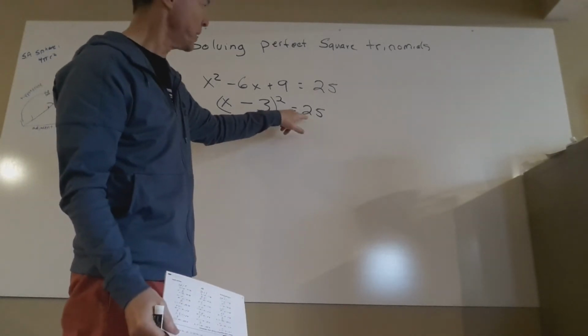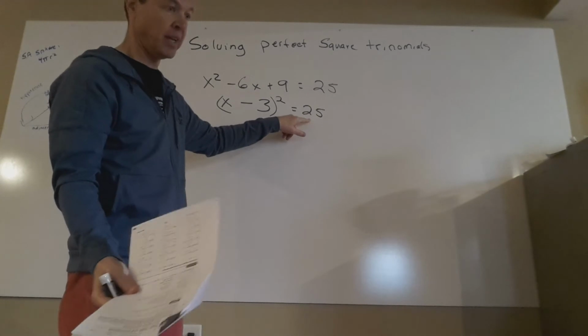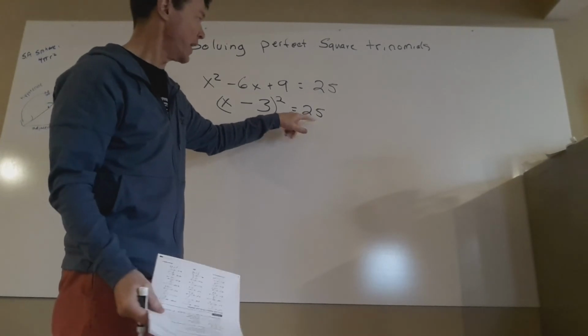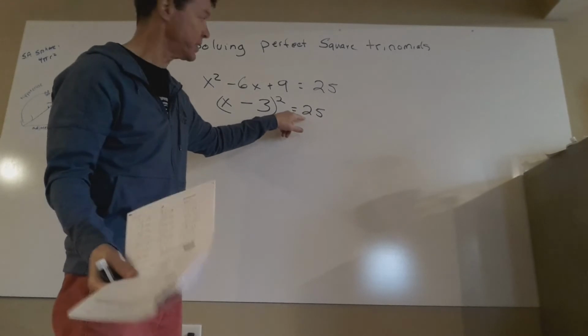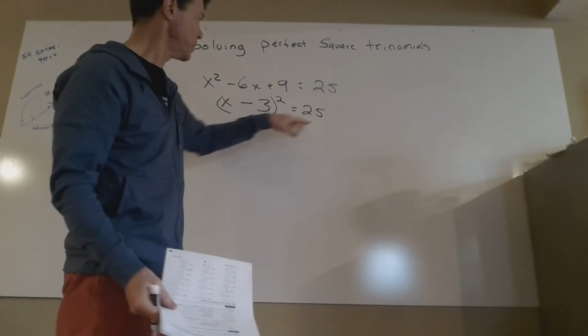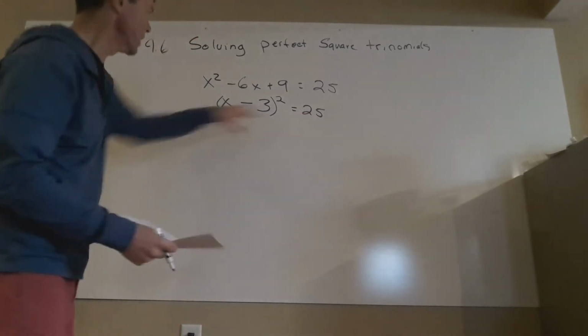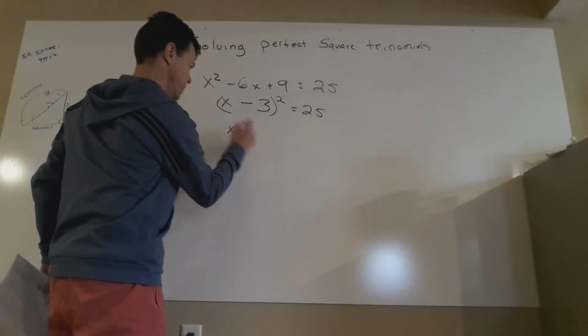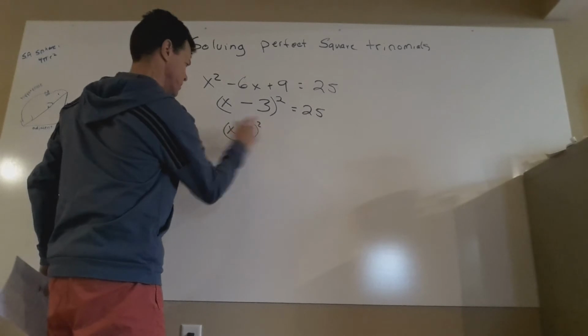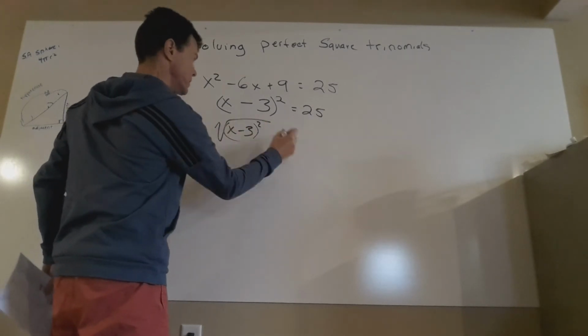positive 5 or it could be negative 5, because negative 5 times negative 5 is equal to 25, and 5 times 5 is 25. So remember, a square root is something times itself equals that number. So take the square root of both sides. x minus 3, this is squared. Square root of this.